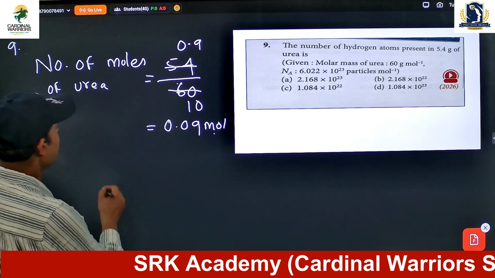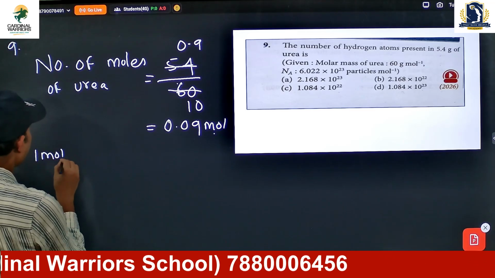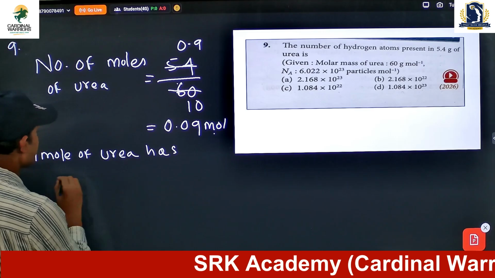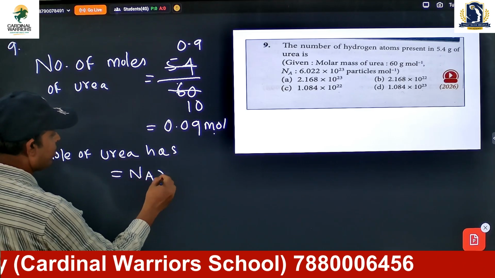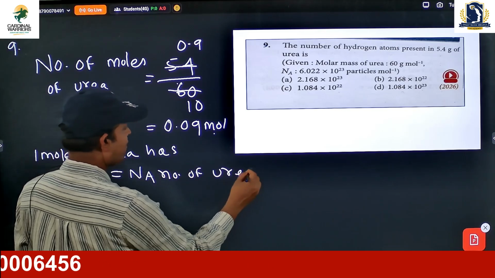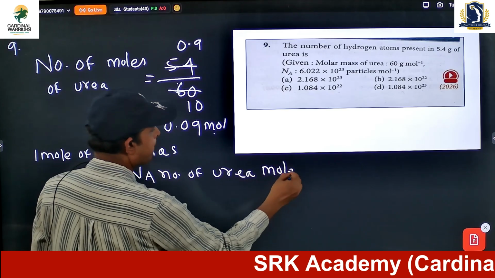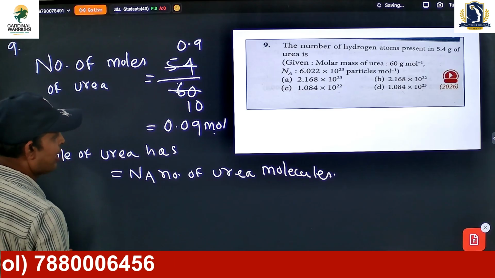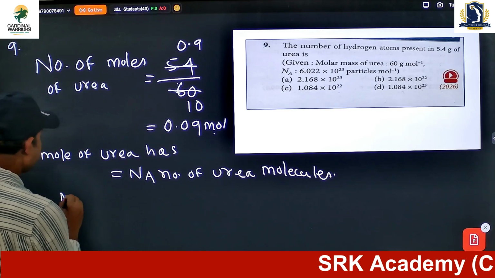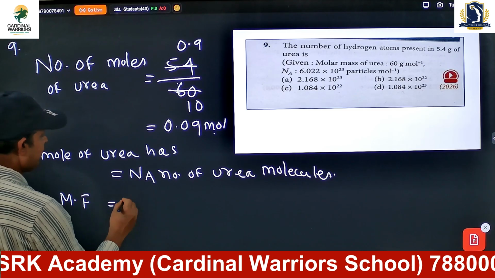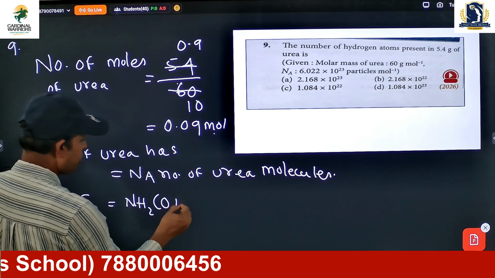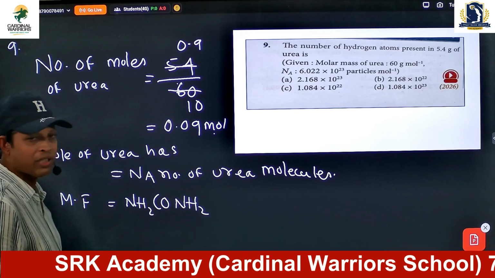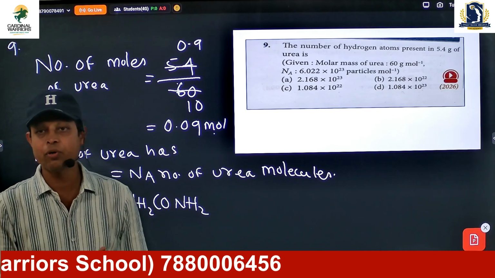Now we know that 1 mole of urea has Na number of molecules, Na number of urea molecules. And if you look at the molecular formula of urea, that is NH2CONH2, so one molecule has how many hydrogen atoms? 2 plus 2 becomes 4. One molecule of urea has 4 H atoms.